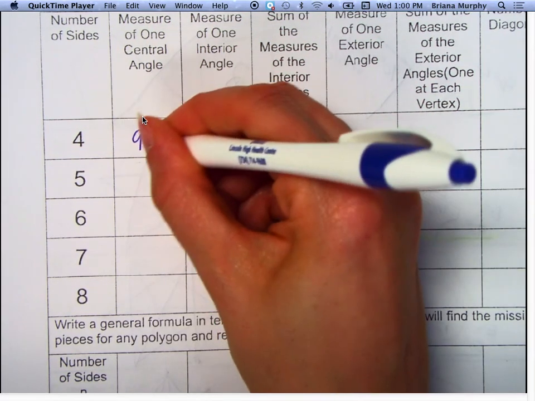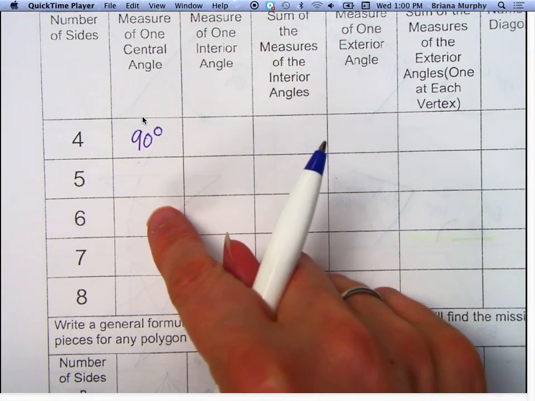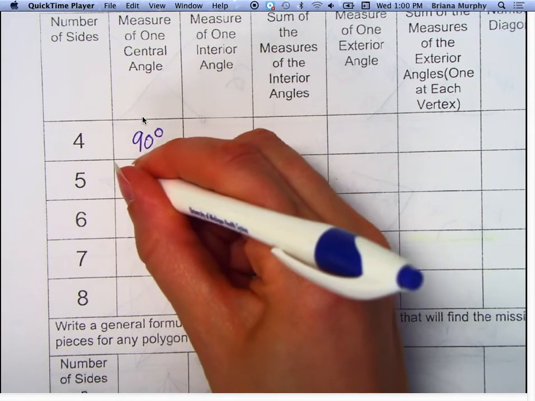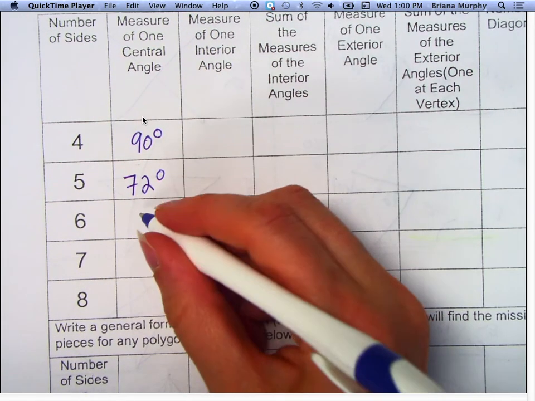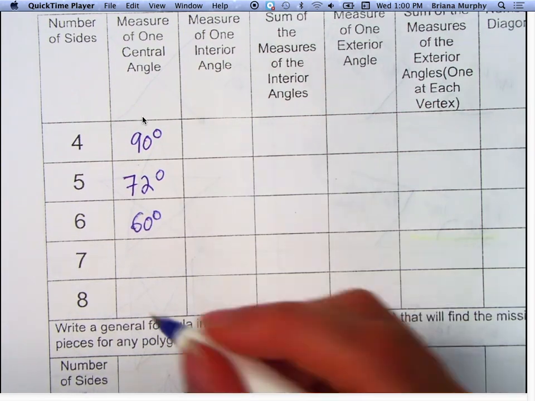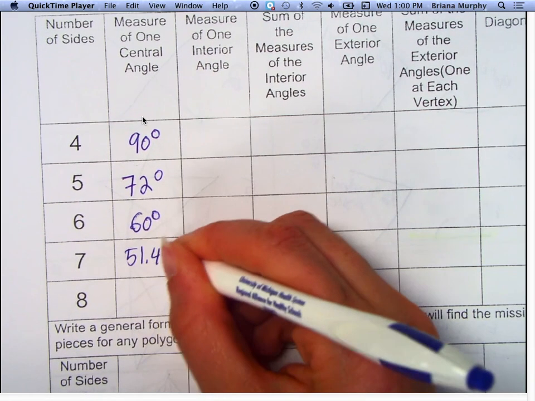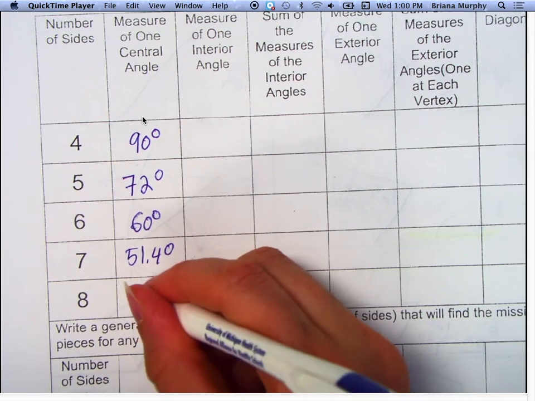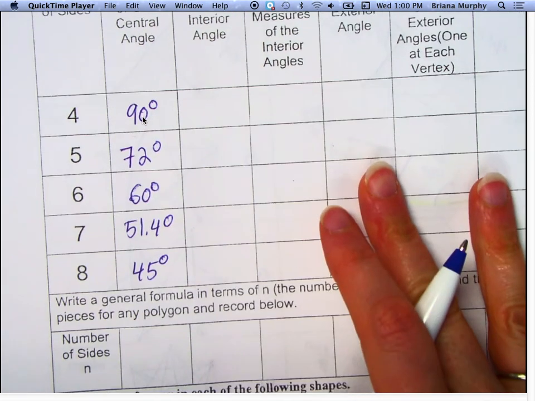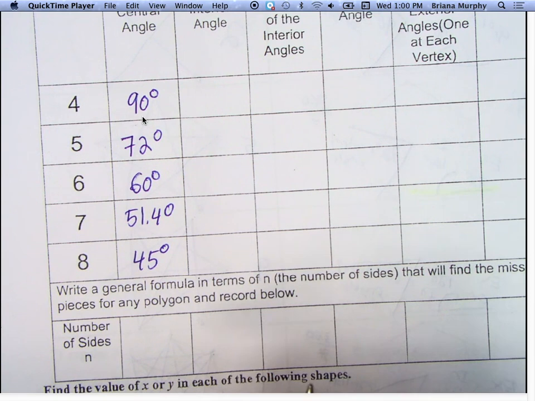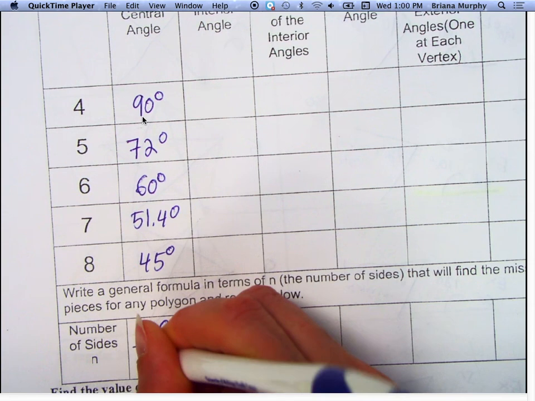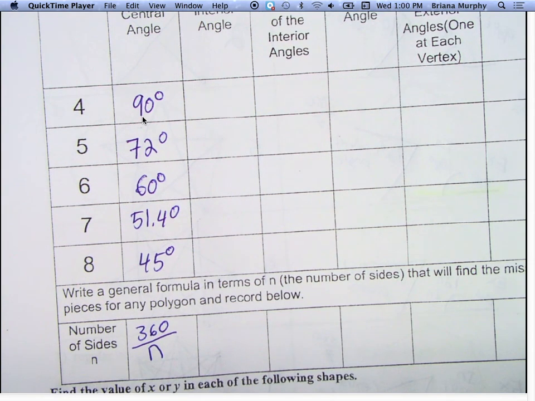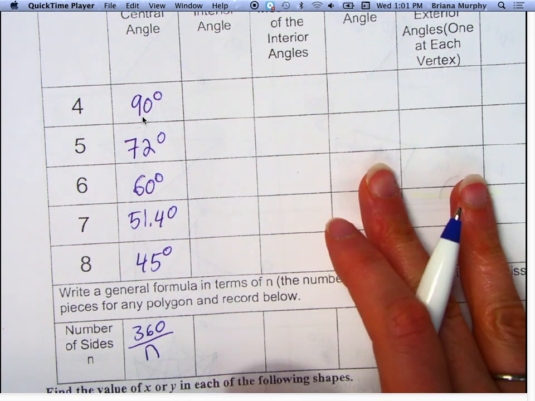90. What is the measure of one central angle for 5? 72. What about for 6? 60. What about for 7? 51.4. What about for 8? 45. Okay, so the formula we've already discussed is 360 divided by n, number of sides. So if I had 100 sides, I'd go 360 divided by 100, right? That gives you your central angle.